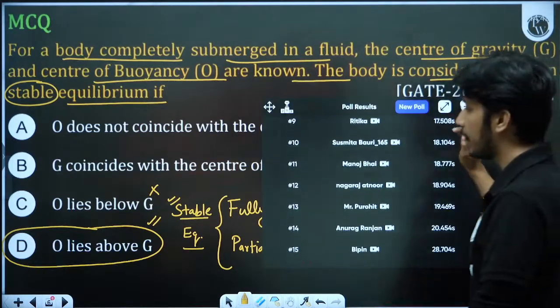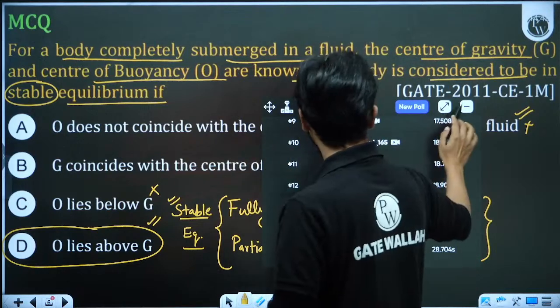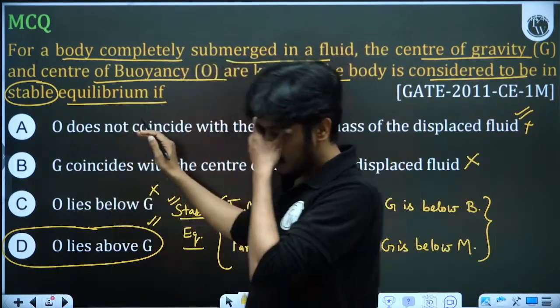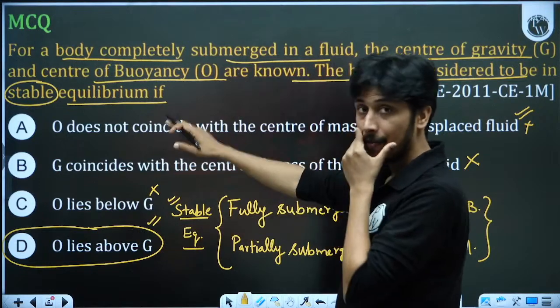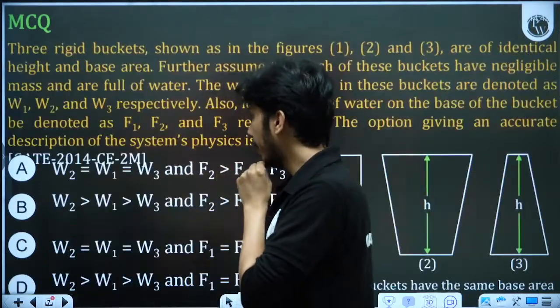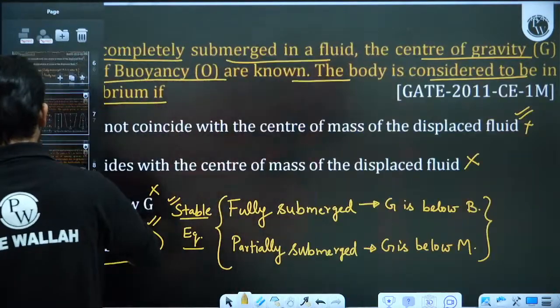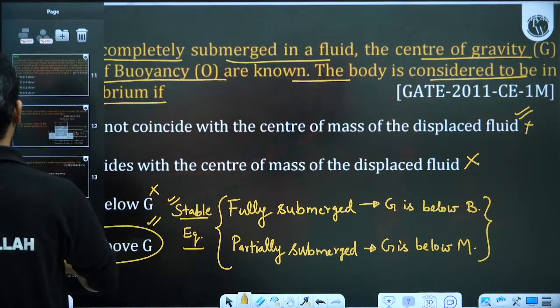Everybody has given the answer D. I know that 100% will be there. But you must also know, if D was written as O lies at G, then A would be correct. Okay, let's move to one more 1 mark question, that is direct.